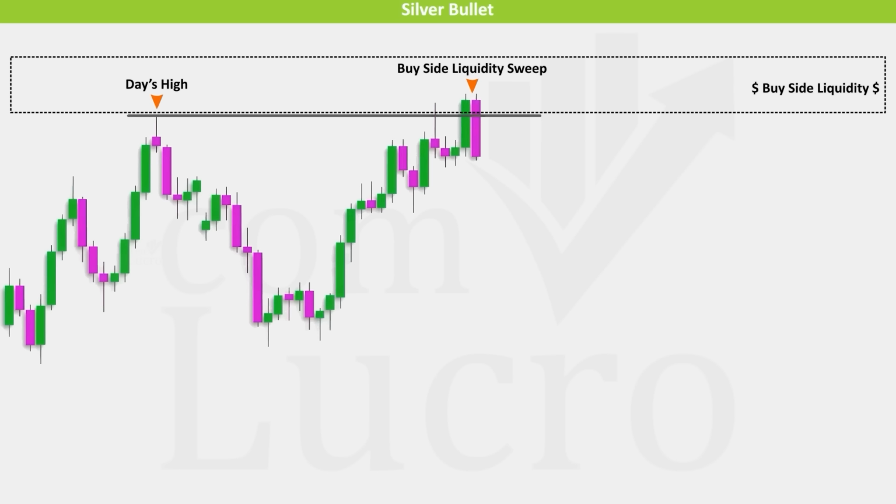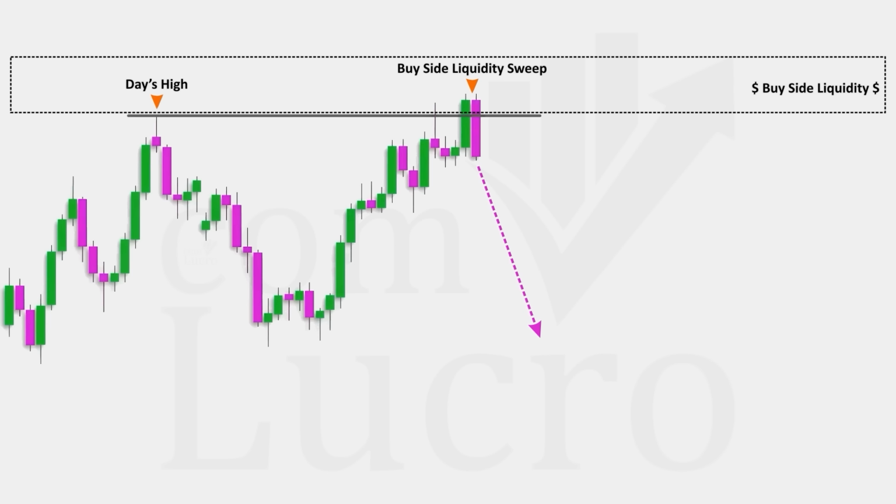This movement above a key intraday level attracts breakout traders, but the fast return inside the range signals that liquidity has been collected. This liquidity sweep above the key structure of the day suggests that a potential reversal may be forming, especially when it occurs during high-volume session times. Next, we wait for a bearish market structure shift to confirm this potential reversal.